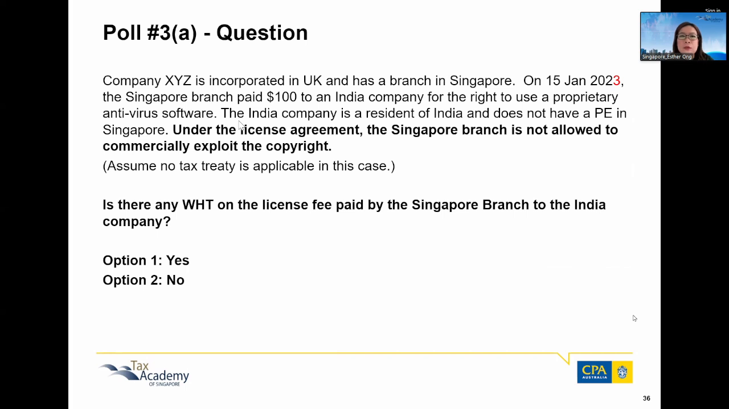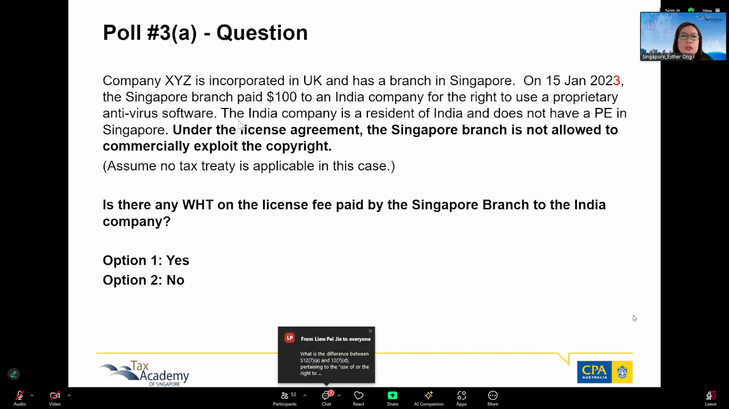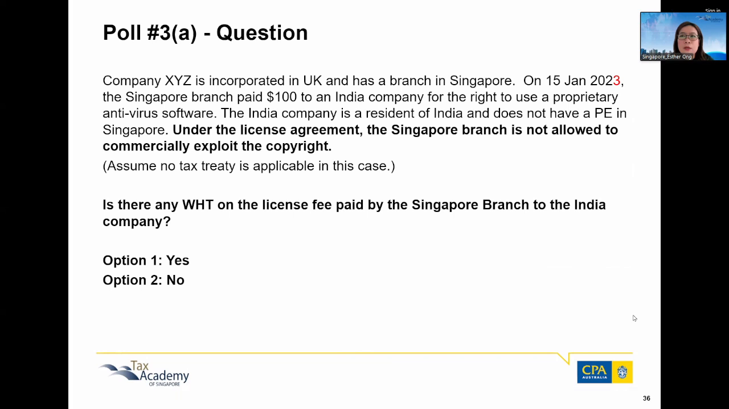Under the license agreement, the Singapore branch is not allowed to commercially exploit the copyright. Assume no tax treaty is applicable in this case. Is there any withholding tax on the license fee paid by the Singapore branch to the India company? Option 1, yes. Option 2, no.